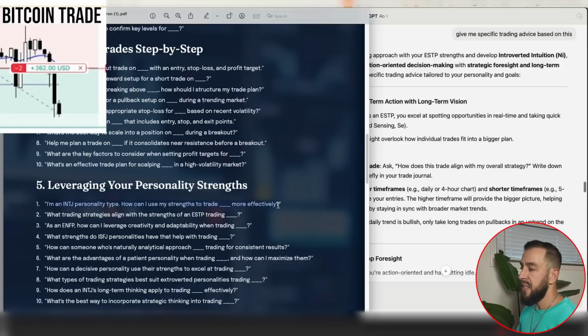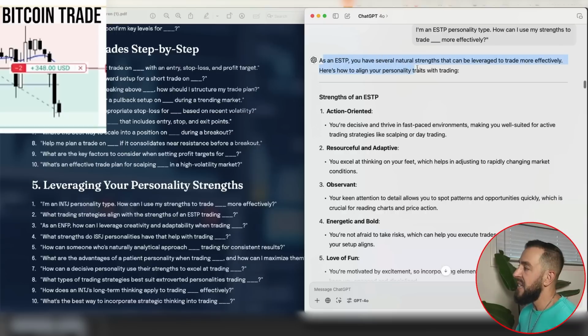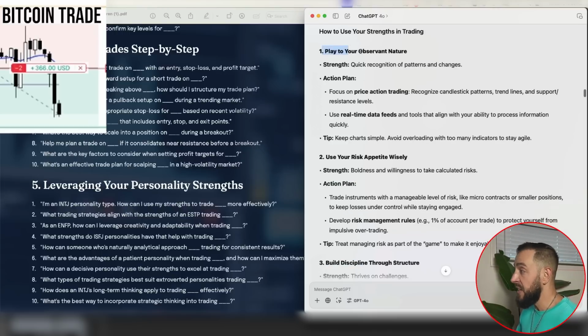So we'll take this, and I'm an ESTP. So let's see. As an ESTP, you have several natural strengths that can be leveraged to trade more effectively. You're action-oriented, you're resourceful and adaptive, you're observant, you're energetic or bold, and you love fun. Here's how to use this in your trading. Play to your observant nature.